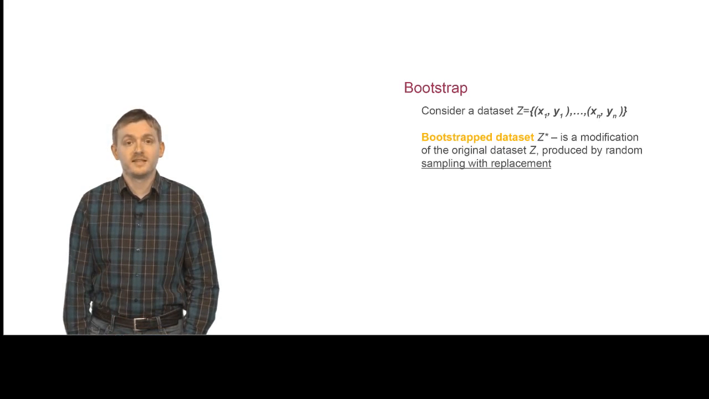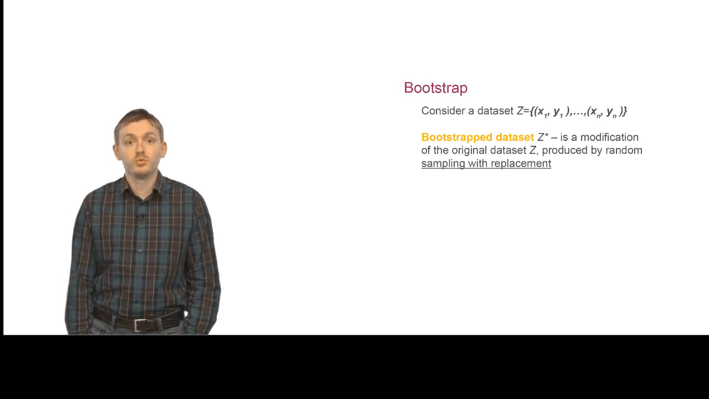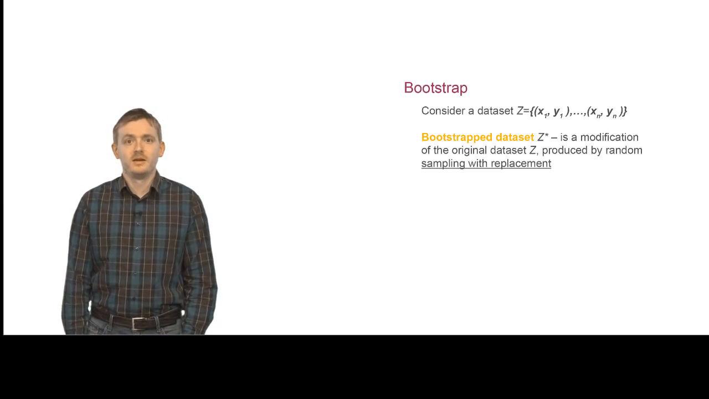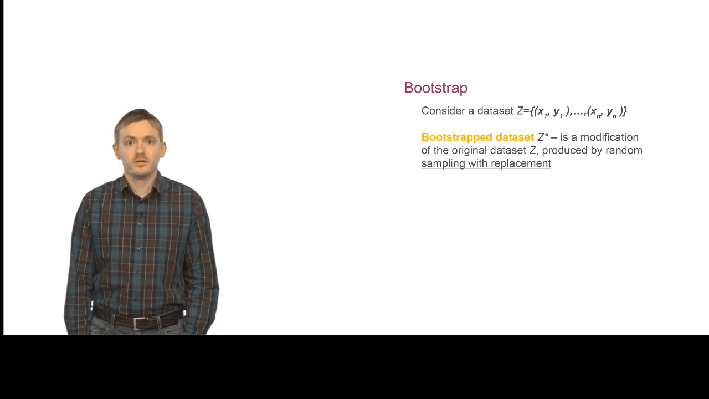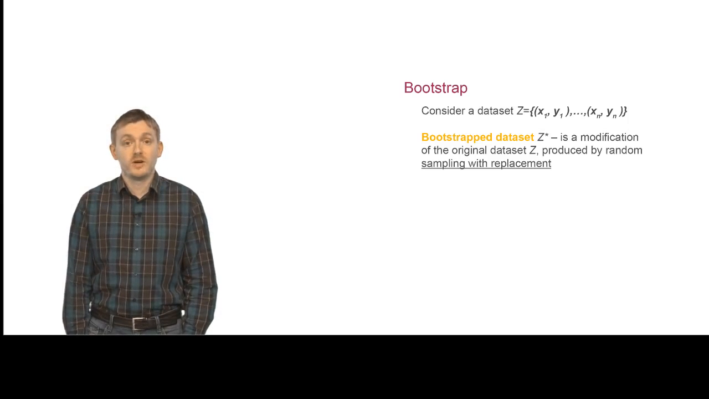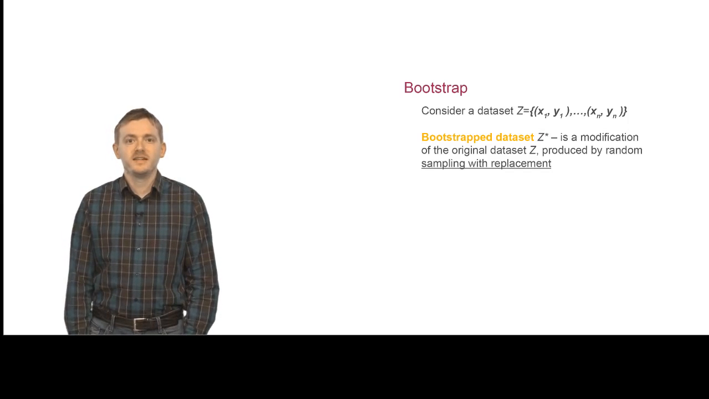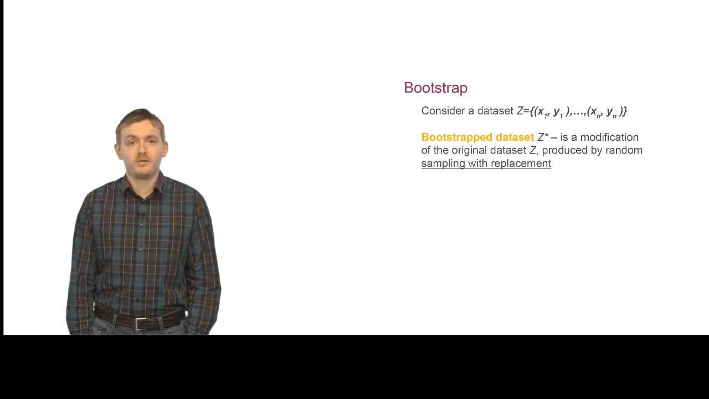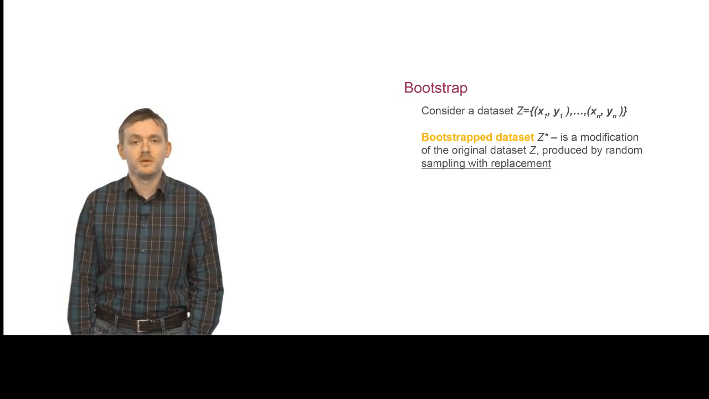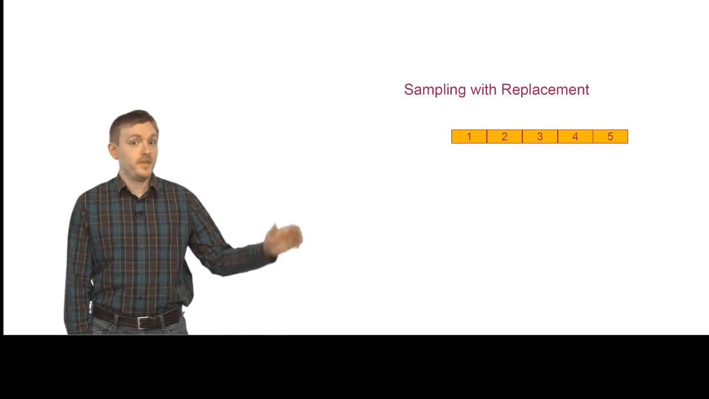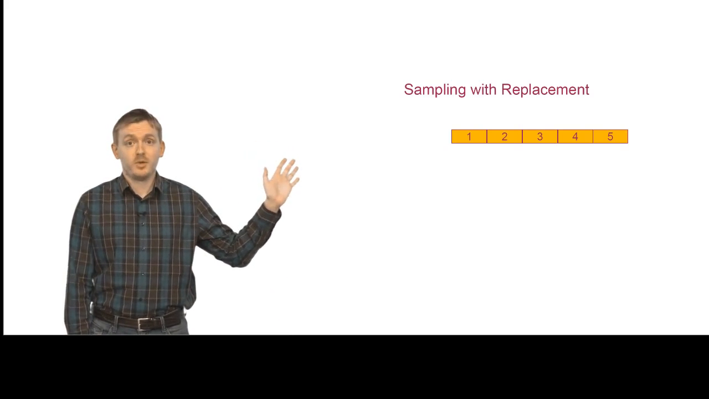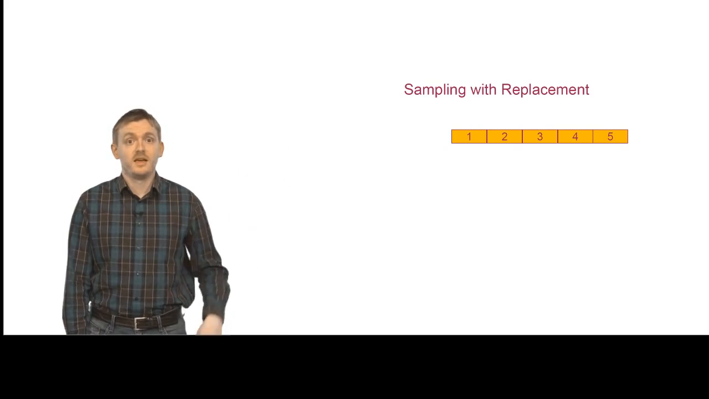First of all, let us understand what the bootstrap is. Bootstrapping is an algorithm which produces replicas of a dataset by doing a random sampling with replacement. This idea is essential for the random forest algorithm. Consider a dataset Z, for example with 5 objects.